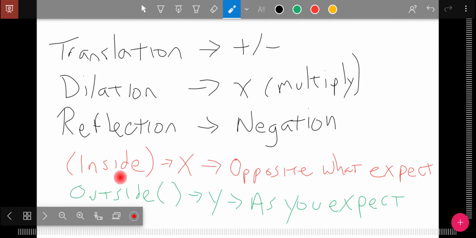Now, keys for us as we talk about things. If whatever is happening is occurring inside the parentheses, and we'll talk more about that, it's happening to the x, or it's happening left and right, or horizontally, and it always is, this key word here, opposite of what you expect. If it's outside the parentheses, then it's happening to the y, or vertically, and happens as you expect. Again, if you need to pause here and write that down, do so.